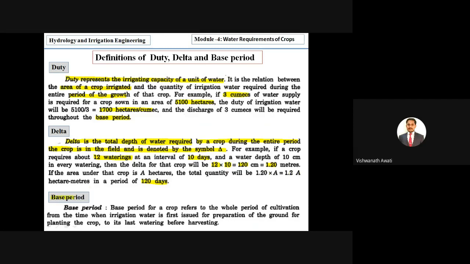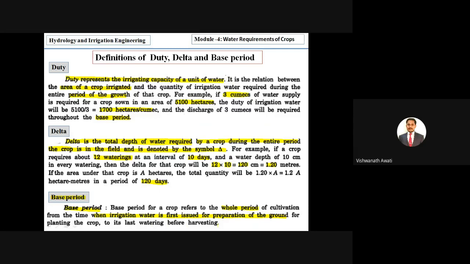Then we go for base period. After the discussion of duty and delta, the next important term is base period. Base period for a crop refers to the whole period of cultivation, from the time when irrigation water is first issued for the preparation of the ground. Just remember, base period means the first watering for planting of the crop to its last watering before harvesting.